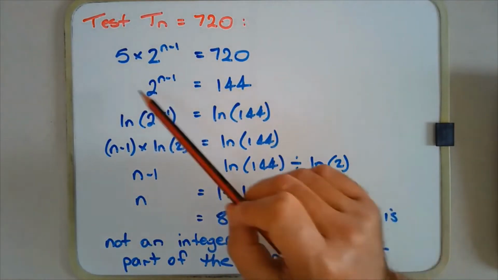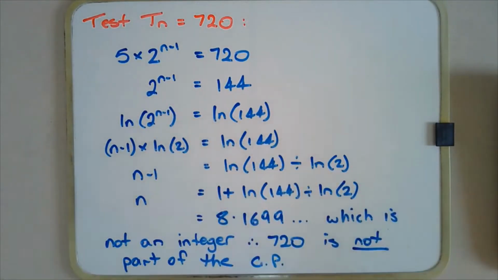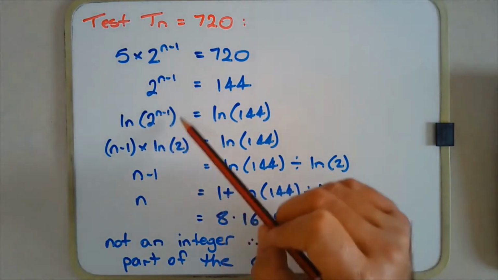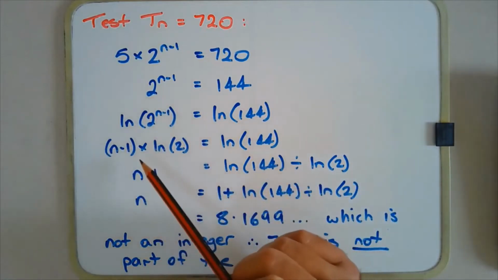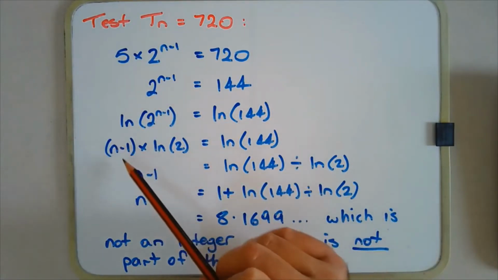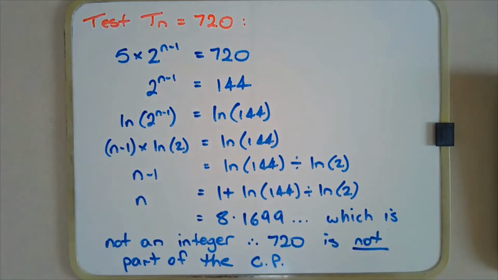So taking the natural log of both sides, so ln of 2 to the power of n minus 1 is equal to ln of 144. Applying log law number 3, so we can take the n minus 1 out to the front. So this becomes (n minus 1) in brackets multiplied by ln of 2 is equal to ln of 144.